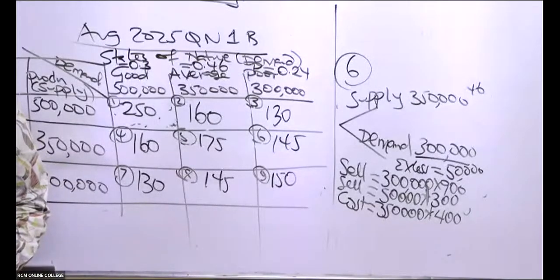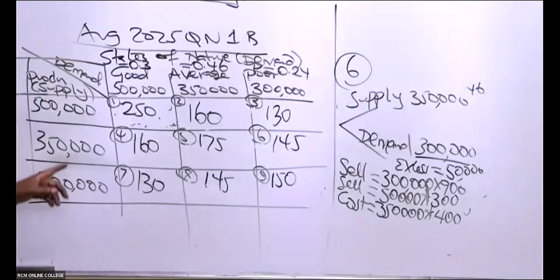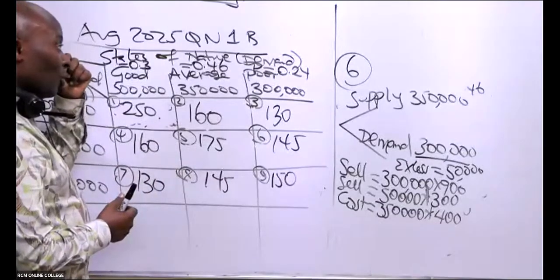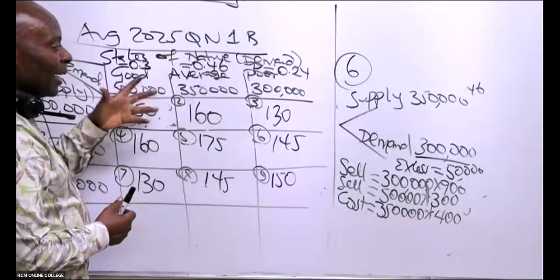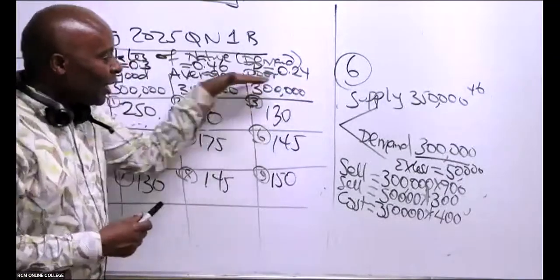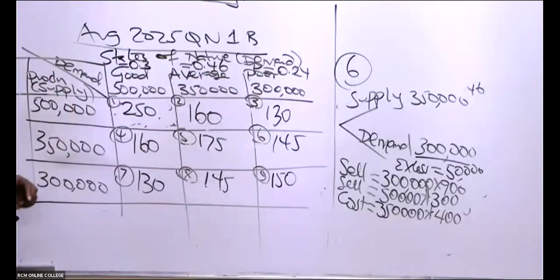The question only gives the demand. Where do you get the supply figures from? Very good question. Whenever you're given demand, remember the concept of supply and demand in economics. That supply should be equal to what, your demand? Whatever demand figures you have here, you take them down exactly the same.